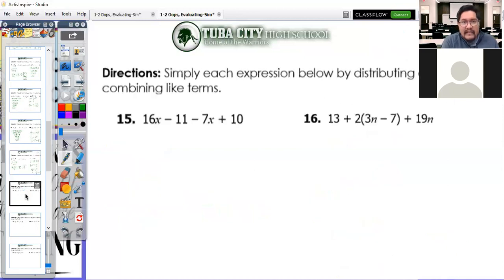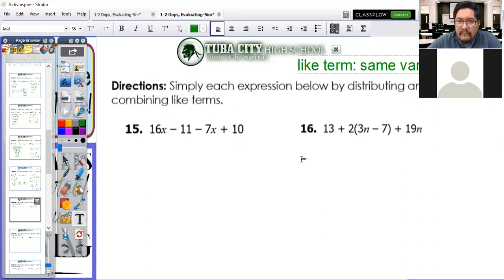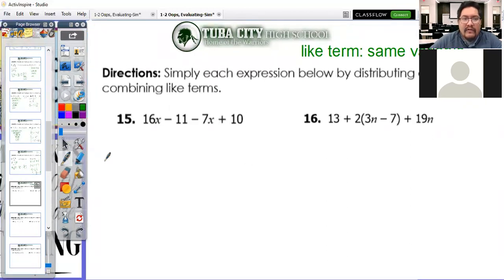All right, so the third and final type of exercise is to simplify each expression below by distributing and/or combining like terms. So before we go on, I want to quickly define a like term. A like term has the same variable. Terms with the same variable. Now there's also another part of that, and that is that they also have to have the same power on those variables.